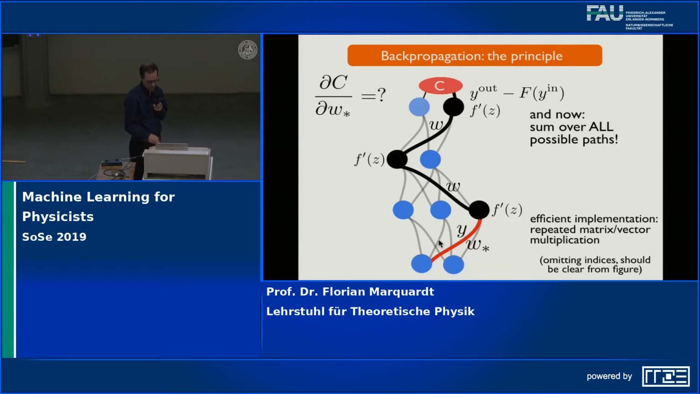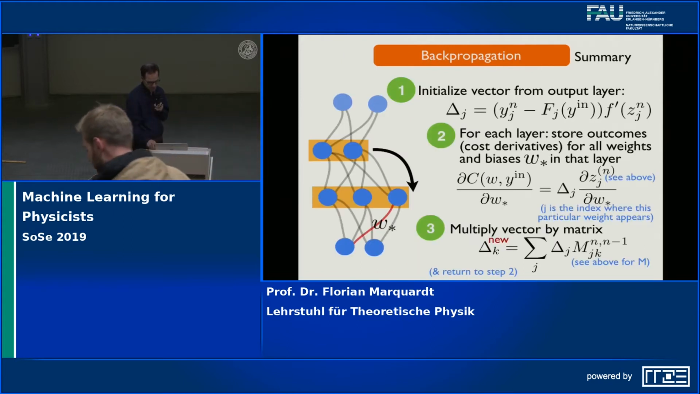Okay. Now this is not the way it's done most efficiently, but the way it's done most efficiently, I already mentioned, is just repeated matrix vector multiplication. And in the end, the overall cost of backpropagation is exactly the same as the overall cost of the forward propagation. So if you can evaluate a network in, I don't know, a millisecond, then also to calculate all the gradients together takes another millisecond.